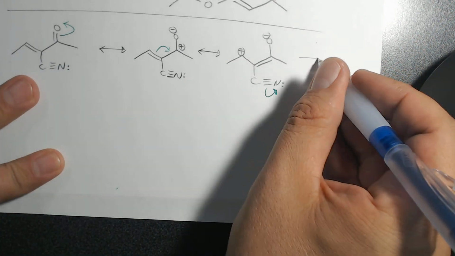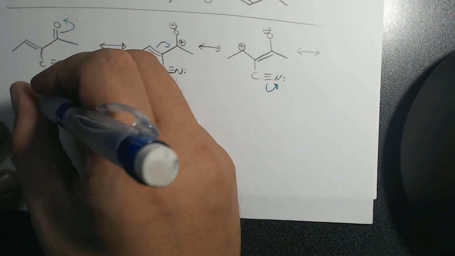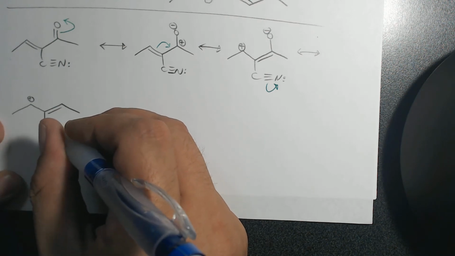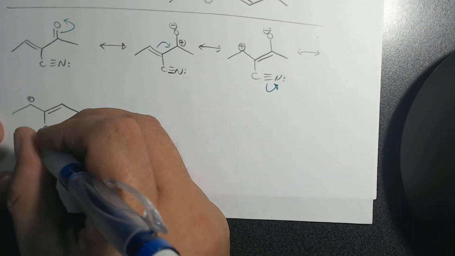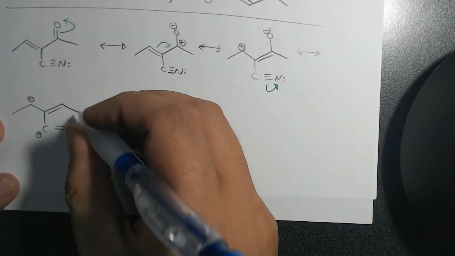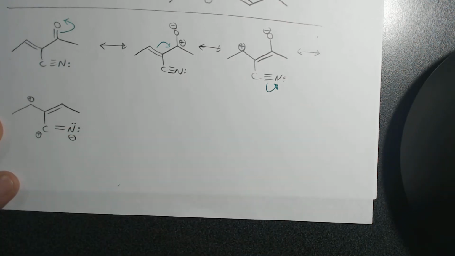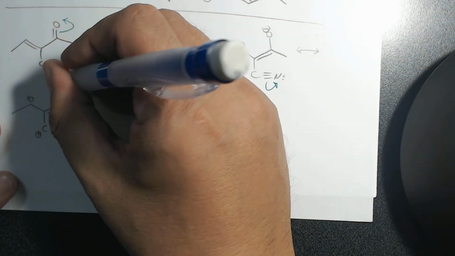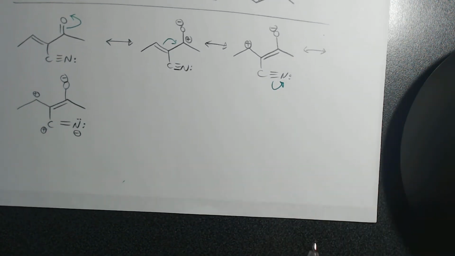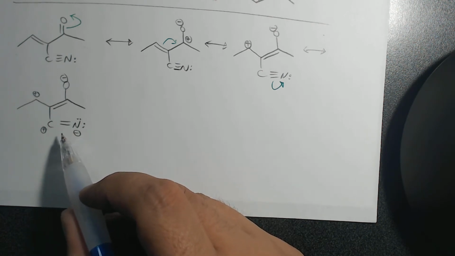All right, so let's draw the result of that. So this is double bonded to N. This carbon here is now positive. And this nitrogen over here has 2 lone pairs, negative. And this part of the molecule didn't do anything. I could technically do that again.